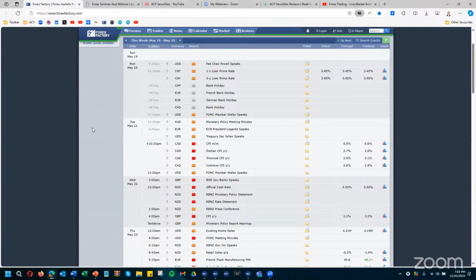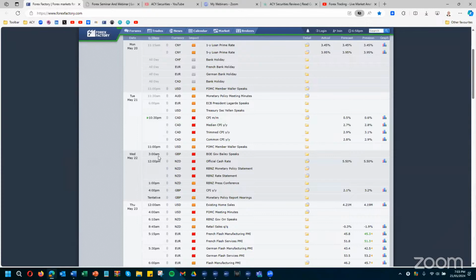Times are shown in my time, Queensland time, at forexfactory.com. Tuesday tonight at 10:30 p.m., New South Wales and Queensland time, we have Canada's CPI data coming out, the inflation data. If those figures are lower than expected, the Canadian dollar will probably move up, and vice versa. So it's going to be difficult trading a Canadian cross until that comes out today, so be very much aware of that.